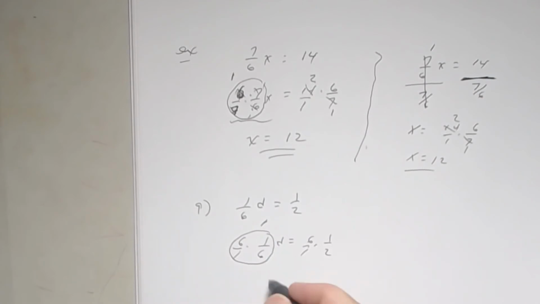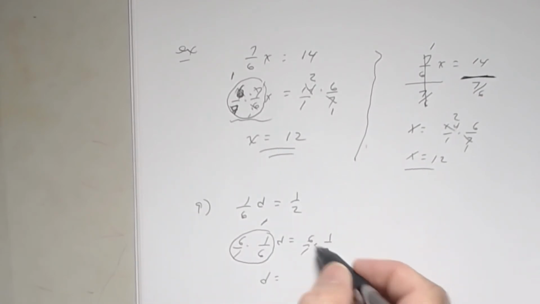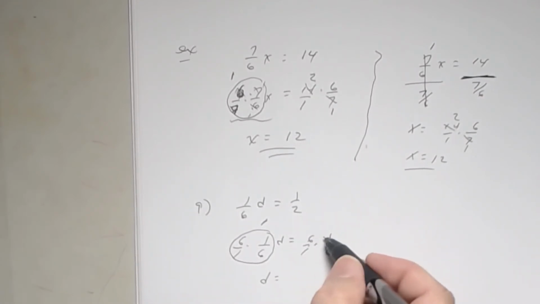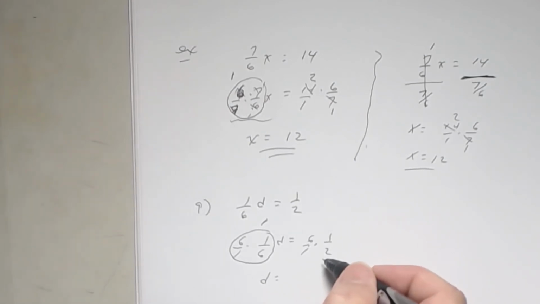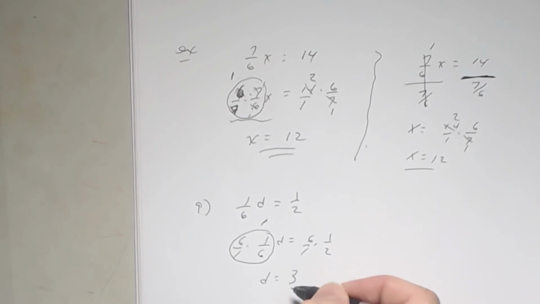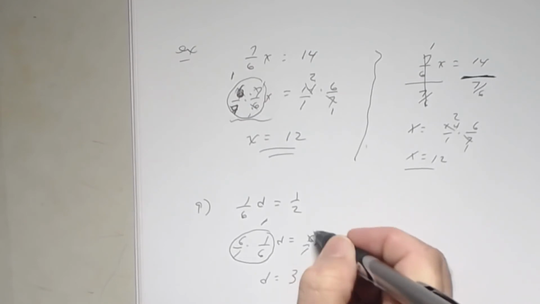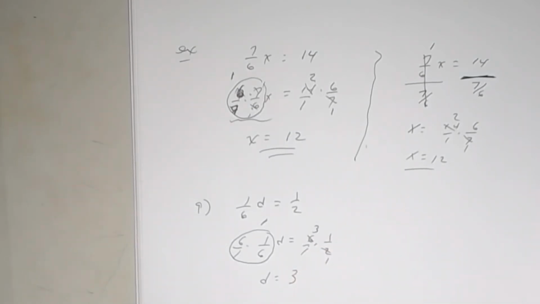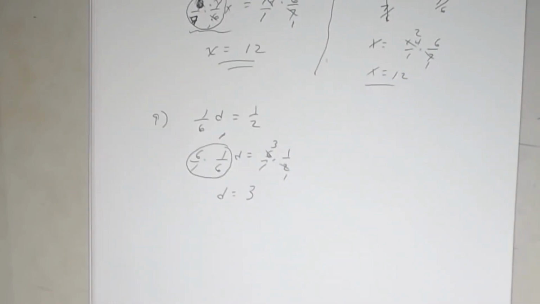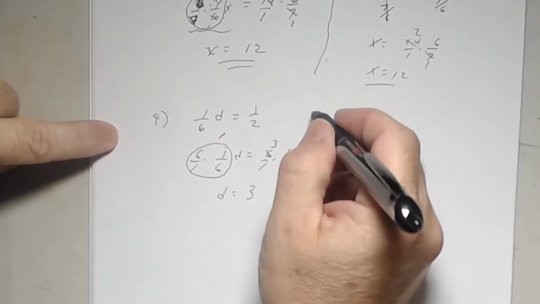1 times d is what? D. Now you got to do this side. Now you can do this in your head. 6 times 1 is 6. 1 times 2 is 2. 6 divided by 2 is 3. But you could have reduced first, right? You could have said 2 into 2 is 1. 2 into 6 is 3. And you get the same thing. Does not matter. Okay? Now, let me go ahead and actually do the other way.